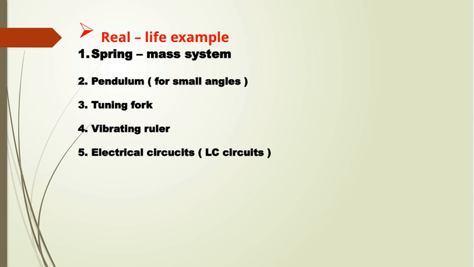Finally, in the realm of electronics, LC circuits, comprising an inductor and a capacitor, exhibit oscillations of electric energy. These circuits oscillate between magnetic and electric fields, perfectly illustrating electrical SHM. All these examples highlight how SHM appears in various forms across different fields, reinforcing the idea that this type of motion is fundamental to both natural phenomena and engineered systems.